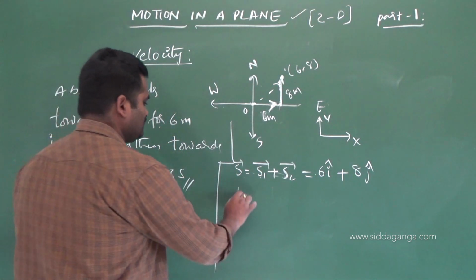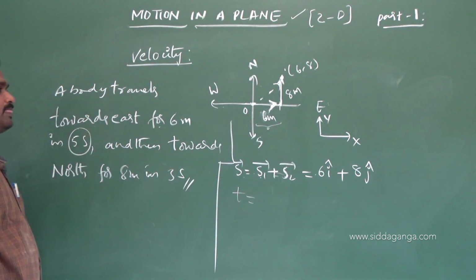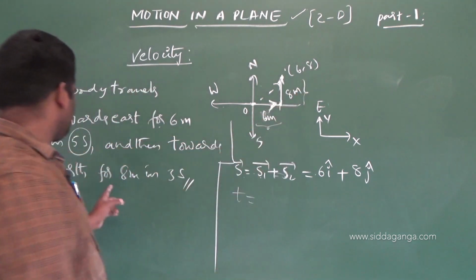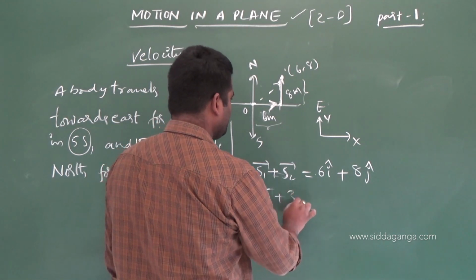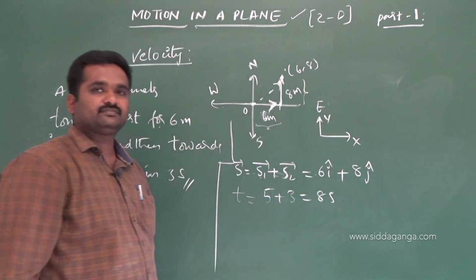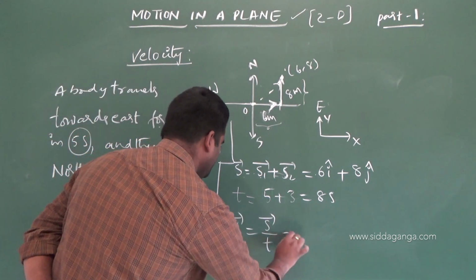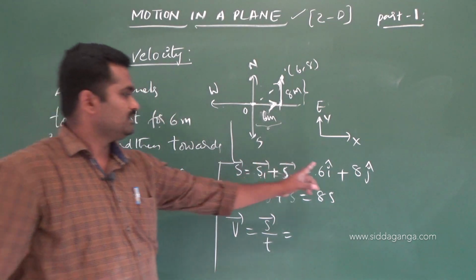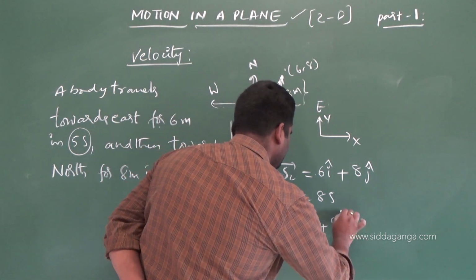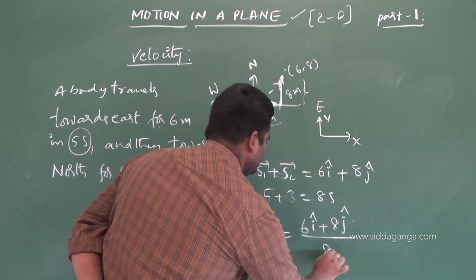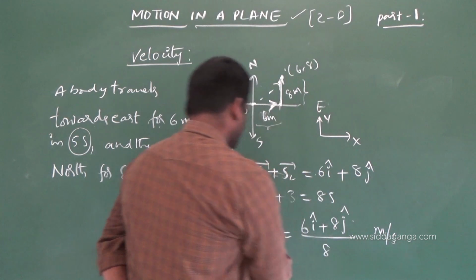Total time of the journey: for the first part they have given 5 seconds, and for the second part 3 seconds. So the total time is 5 plus 3, that is 8 seconds. So how to write the velocity vector? V bar equals displacement divided by time taken, which is 6 i cap plus 8 j cap divided by 8, in meters per second. This is how we write velocity.